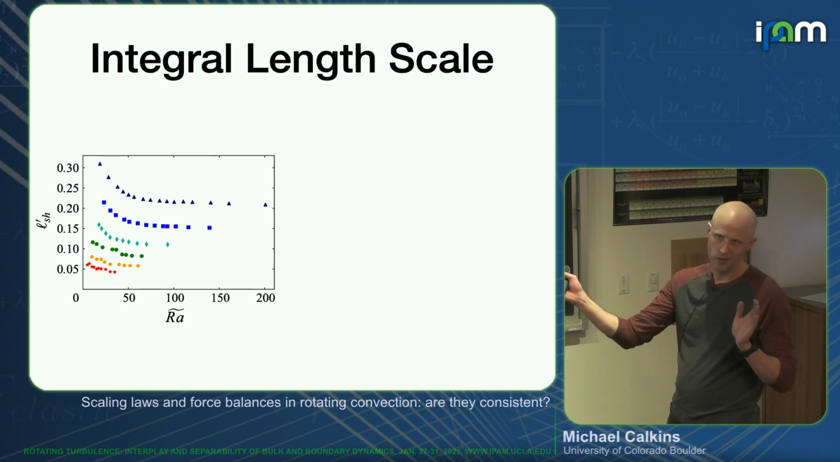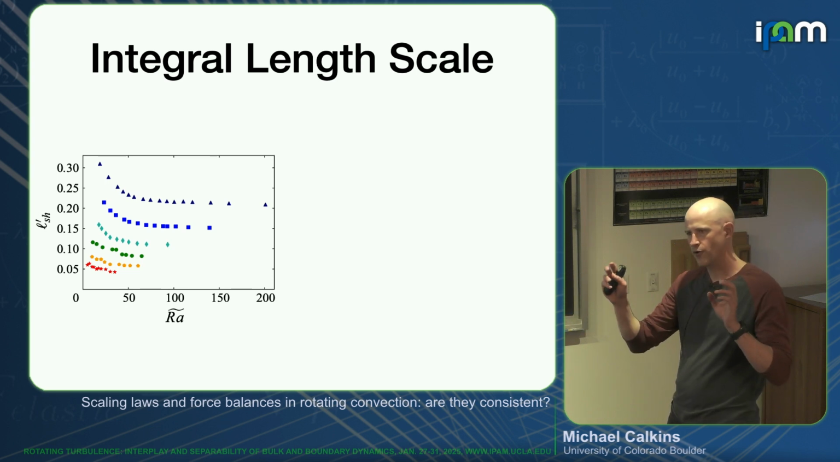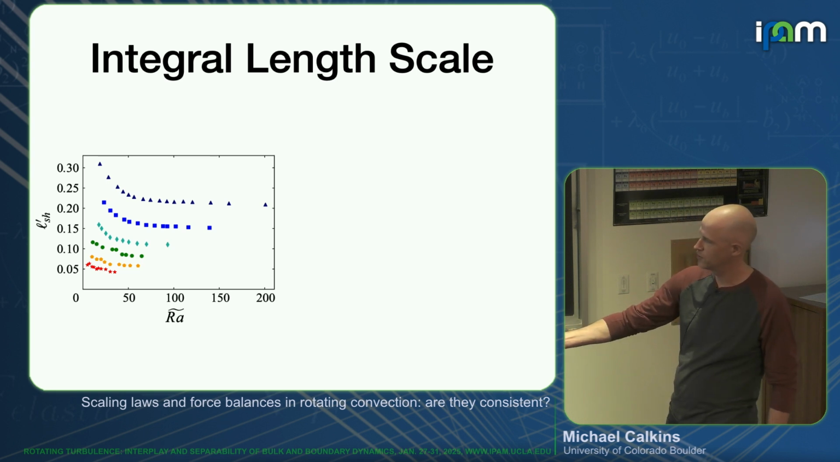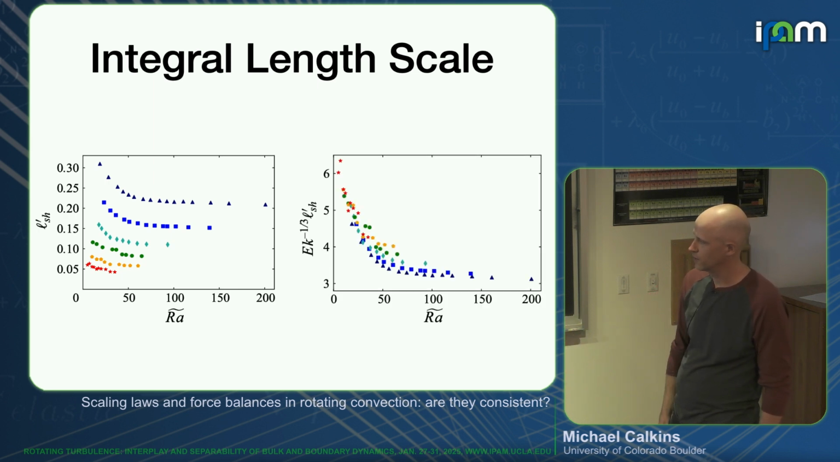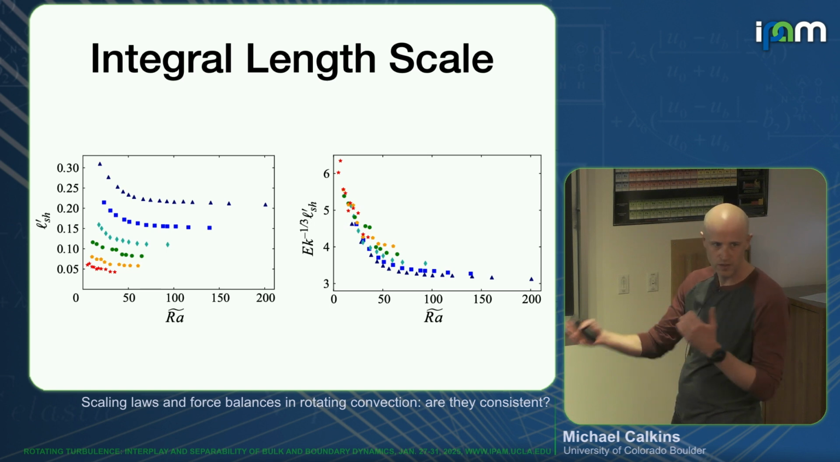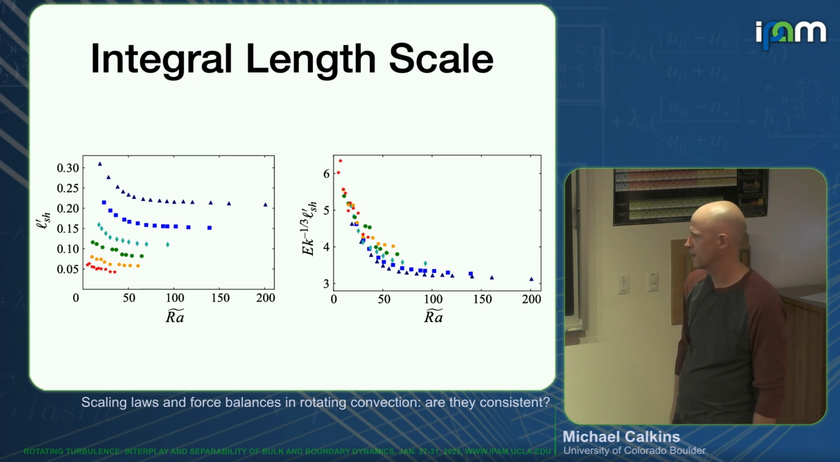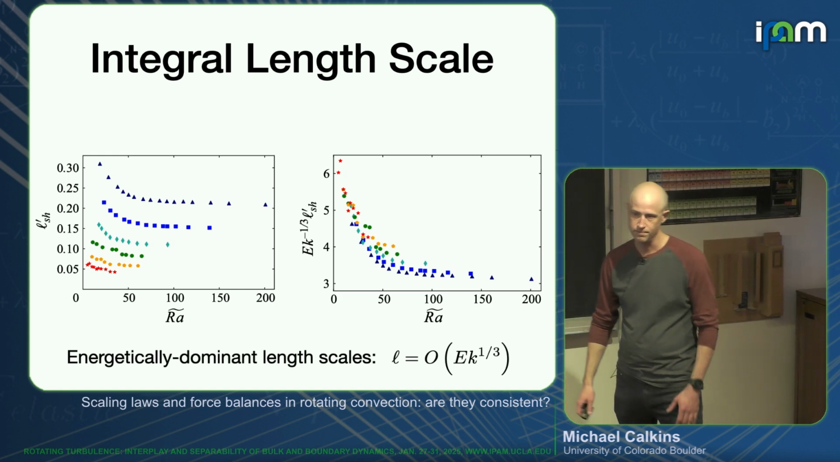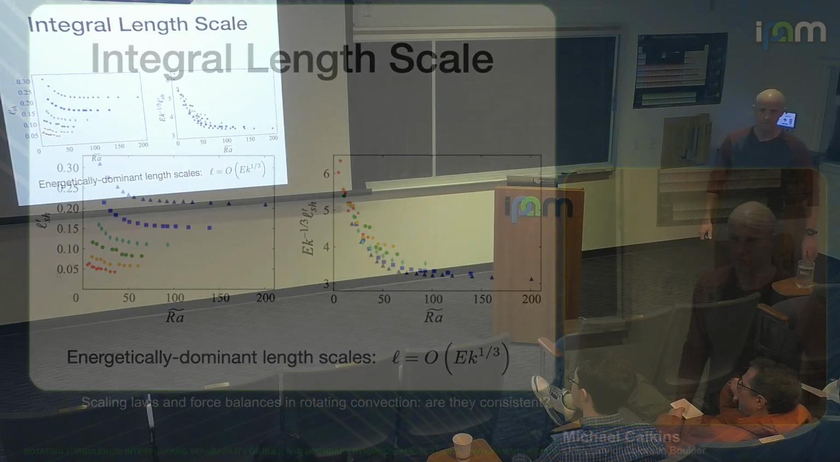Similarly, you can compute length scales incorporating other parts of the kinetic energy spectra. So this is kind of akin to an integral length scale here. Same data, same range of Ekman numbers. You can collapse it with Ekman to the minus 1/3 pretty well. Once you rescale these quantities, they become order 1, indicating that this scaling is consistent. What is this quantity? It's an integral length scale.